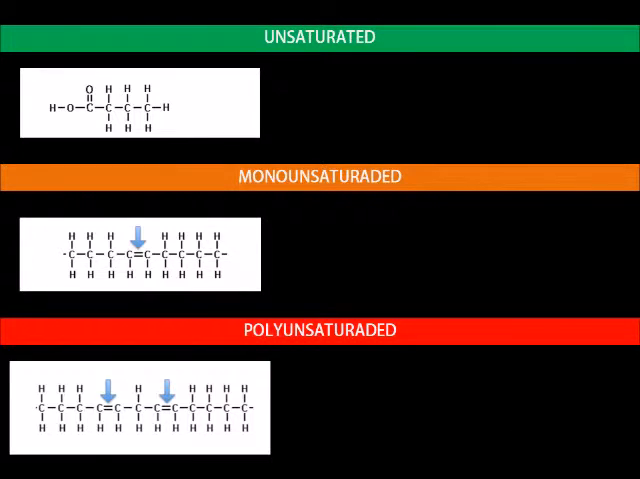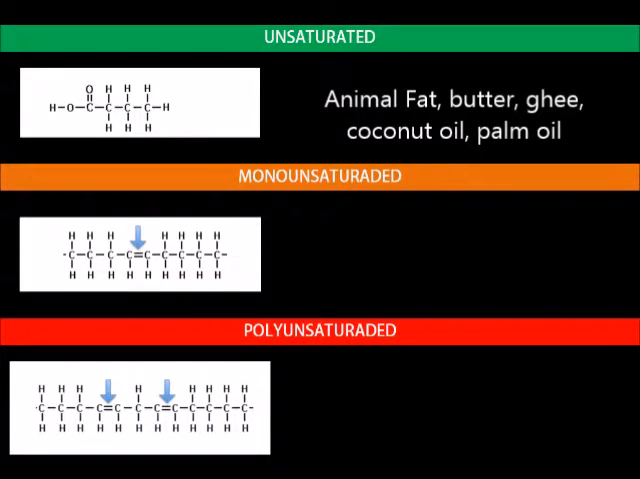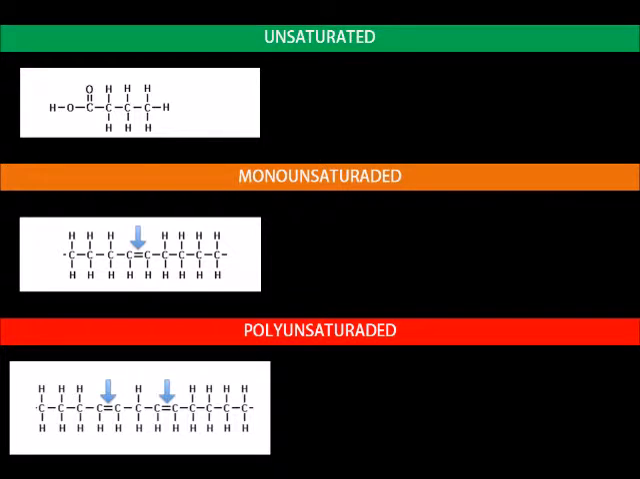Saturated fats are solid at room temperature and they remain solid when refrigerated. Some examples are fat from animals, butter, ghee, coconut oil, and palm oil.